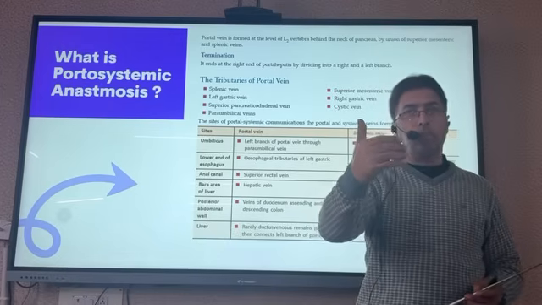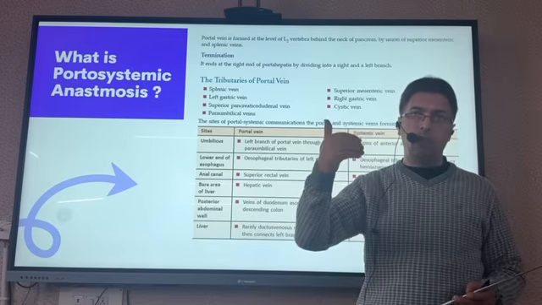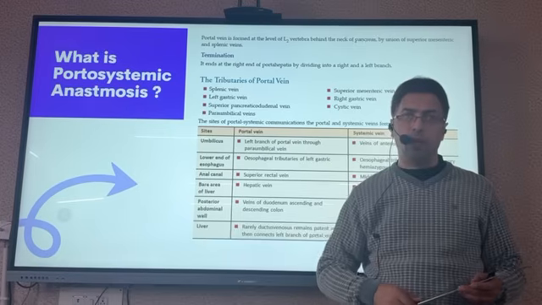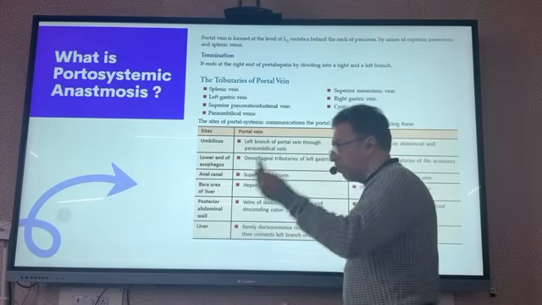and the basic cause is portal hypertension. High pressure in the portal venous system, as a result of which veins at the lower end of the esophagus open, rupture, and the patient presents with vomiting of blood. This is from the mouth.